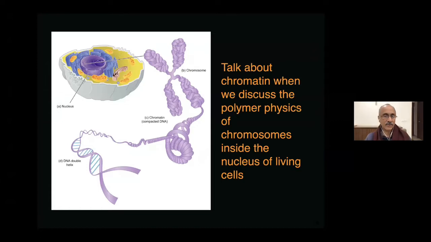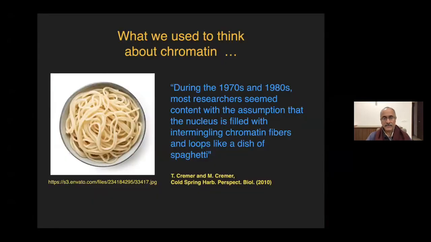We need to talk about chromatin when we discuss the polymer physics of chromosomes inside the nucleus of living cells. That's again the cartoon picture of how you go from the helix to compacted DNA to the large-scale chromosome structure. So let me tell you a little bit about how our thinking about chromatin has evolved, at least over the last 30 to 40 years, but with a lot of input from 1880 and 1890 onwards, when people first began to understand that the nucleus was a more complicated object and had a certain definite substructure inside it.